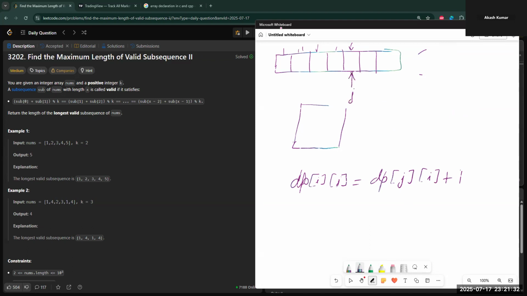J is the current value we are exploring, the current last value. If we include this current value in the subsequence, then what will be the largest length possible for the sequence? So we explore i for all previous values, 0 to k minus 1. The explored value will be only a modulus between 0 and k minus 1.